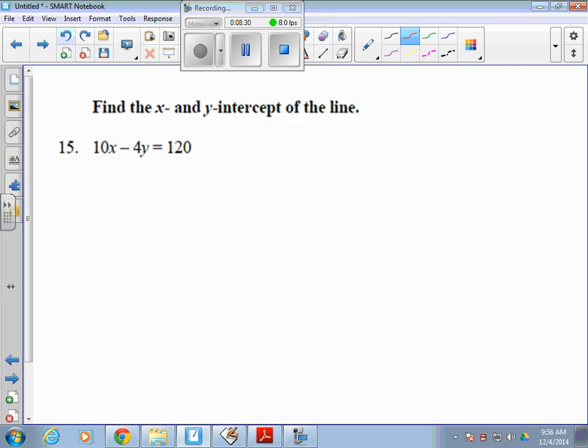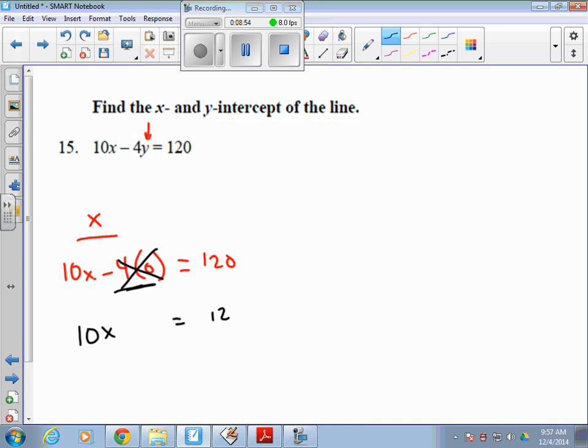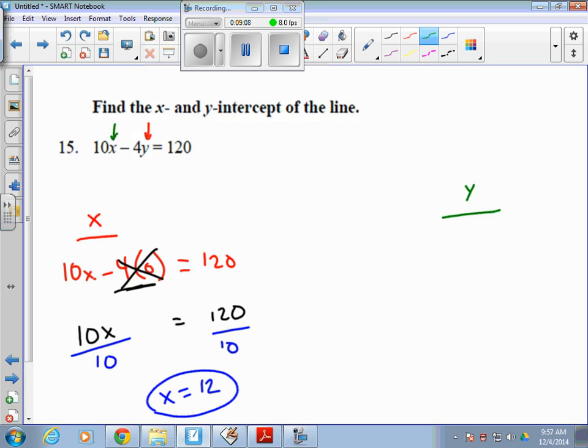Number 15 says find the x-intercept and y-intercept of the line. In order to find the x-intercept, you plug in 0 for the opposite variable. The opposite variable is y. So 10x minus 4 times 0 is equal to 120. Anything times 0 cancels that part out. 10x equals 120. Divide by 10 on both sides to get x's value, or the x-intercept is going to be at 12.